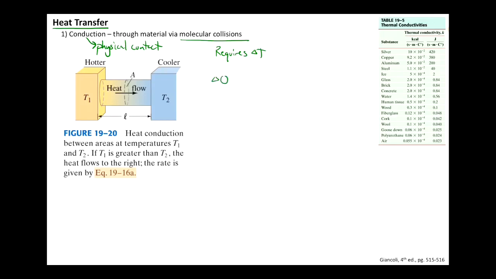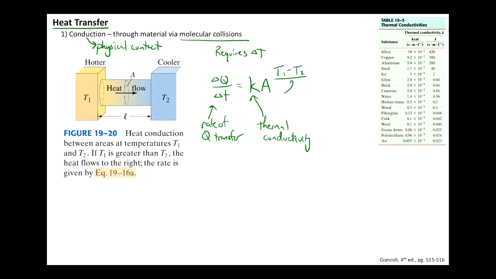And we can also say that the rate of heat transfer is equal to a constant K known as the thermal conductivity times the cross-sectional area that it's flowing through times T1 minus T2 over the distance through the material that this heat transfer is happening. So you can see A and L and T1 and T2 all illustrated in the diagram there to the left.